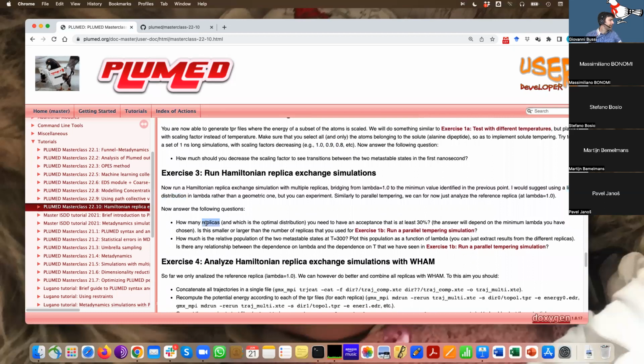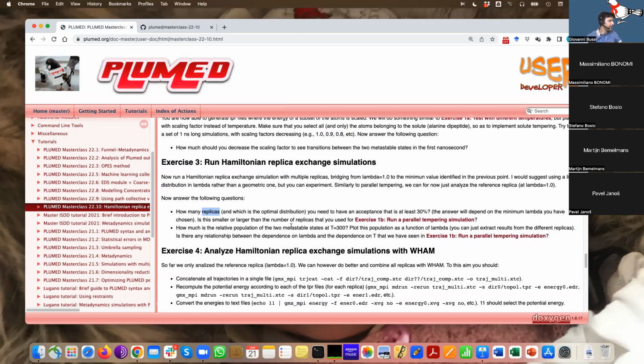So check how many replicas you need to put in order to have an acceptance that is at least 30%. The answer, of course, will depend on how low is the minimum lambda you chose. If you chose like 0.7, you will need a given number of replicas. If you chose 0.2, you will need more replicas.